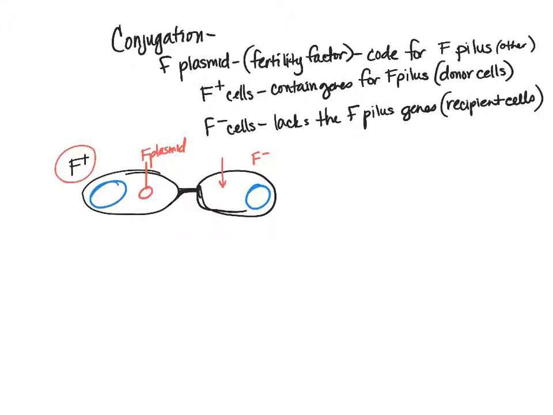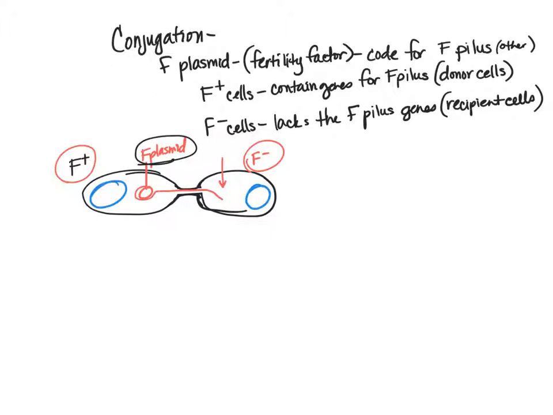That's why this would be an F minus cell, because it doesn't have the plasmid. So our donor cell and our recipient cell are F plus and F minus. The one that contains the plasmid for the pilus makes this projection. Once it makes the projection, it's going to grab onto the other cell and draw that other cell closer to it. At that same time, the F plasmid is going through rolling circle replication. It's making an additional copy, and it's going directly through the F pilus into the other cell.